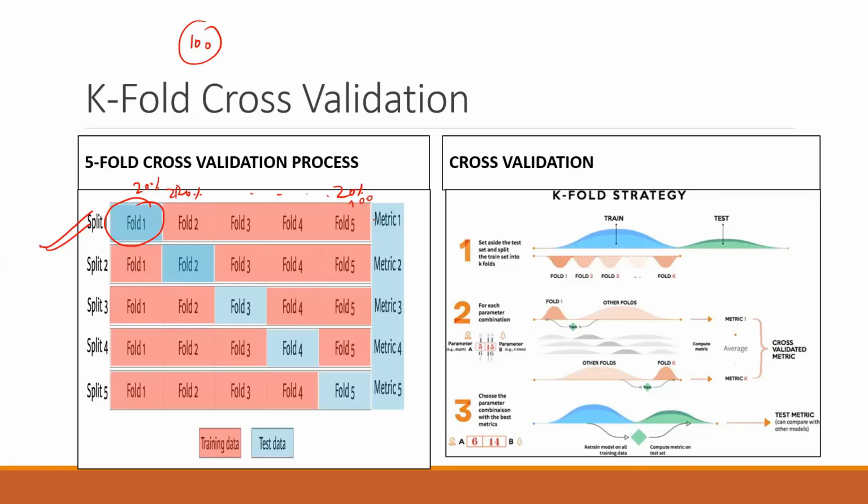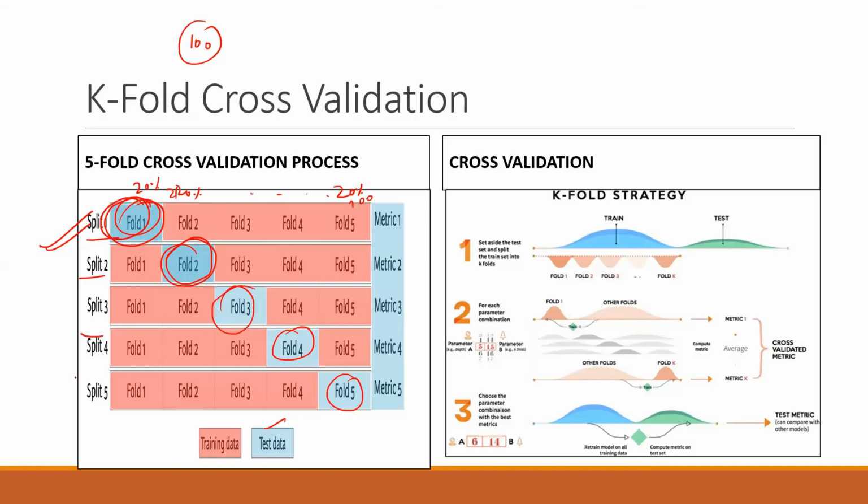You are using samples 21 to 100, these 80 values, for training purposes, and this 20 will be shifted in the second split. Fold 2 is held out here, fold 3 is held out here, fold 4 is held out, and here fold 5 is held out as the test data. So the holdout is shifted from one place to the other inside this five-fold cross validation process. So this is a five-fold method.